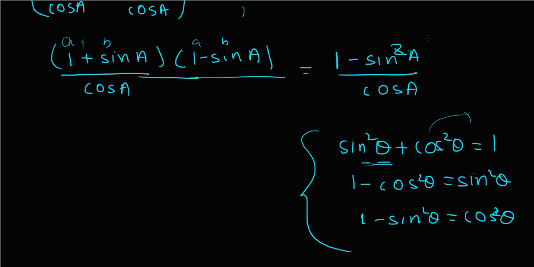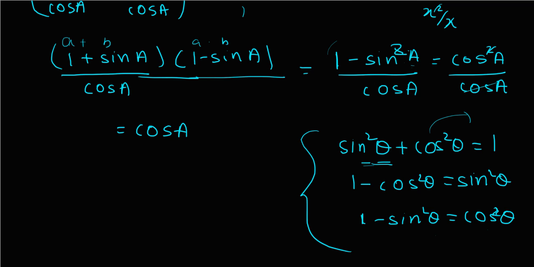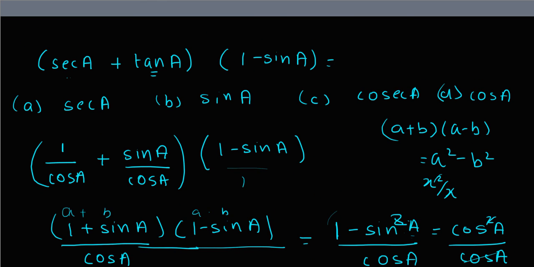So here I will use that 1 minus sine square A is equal to cos square A. Here the angle is theta, here the angle is in terms of A. So that's equal to cos square A by cos A. So it's similar to x square by x, it cancelled out and we have just x. So this will cancel out and this would be equal to cos A. So the answer over here would be cos A, that is D.